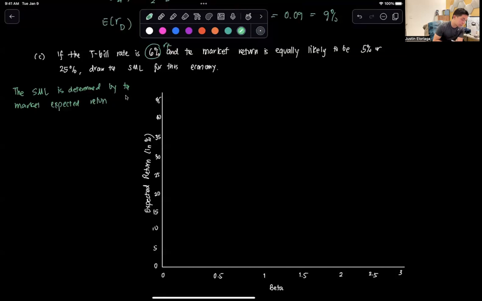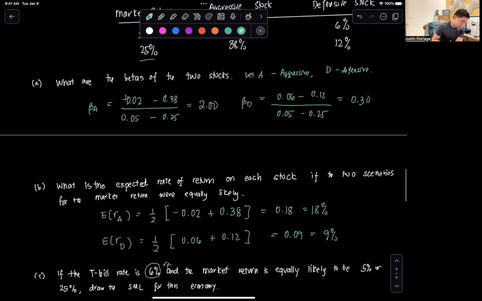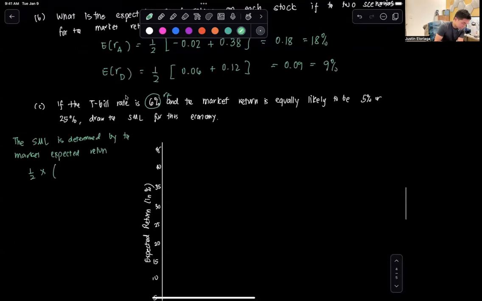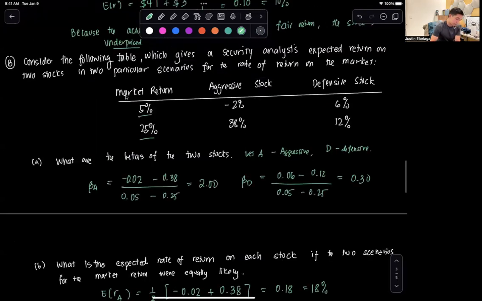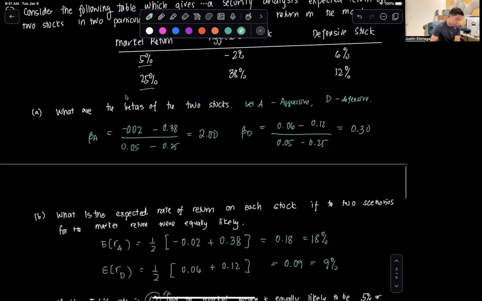And what's the market expected return? Well, if the two things are equally likely, that's going to be 1/2 times the first state of the world, a 25% market return, and the second one, a 5%. So you have 0.05 plus 0.25, which means you have here a 15% expected return of the market. You have a beta of the market equal to 1.